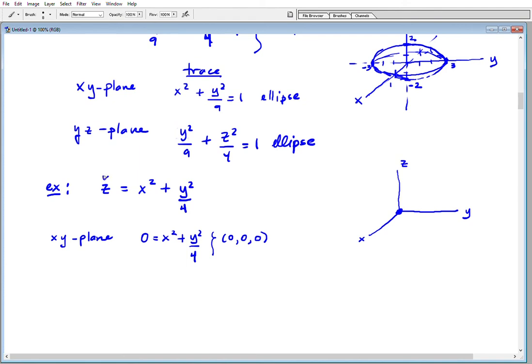Not only that, we realize that z is positive because z is equal to something squared, x squared plus y squared. It has to be greater than or equal to 0. So it's only at the top half. So I won't draw the bottom half of the z-axis. Only draw the top, above the xy plane.